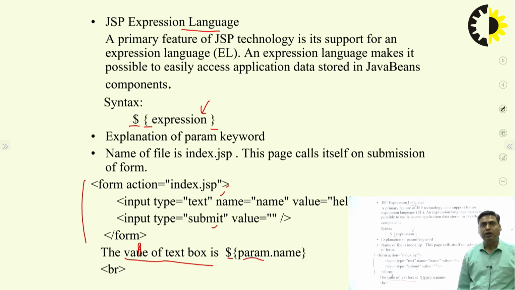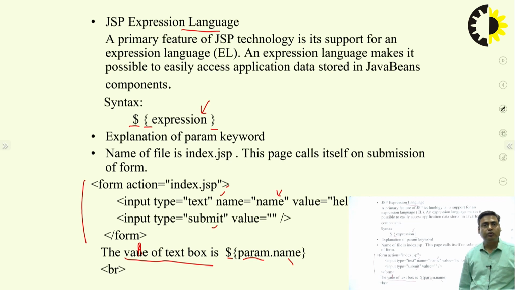It is a predefined keyword. Then give the name of the text box. Name of the text box is already mentioned here. You can see how easy it is to display the value of a text box with the help of JSP expression. Just use the dollar symbol, then use the param keyword and then the name of the text box.